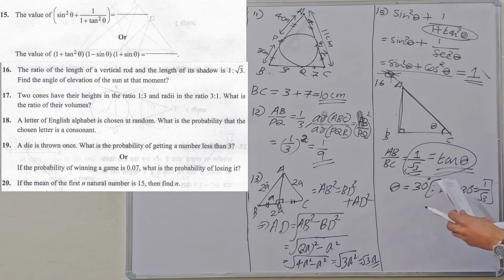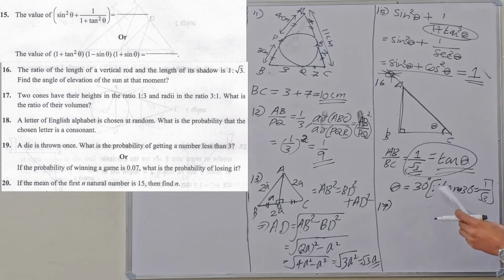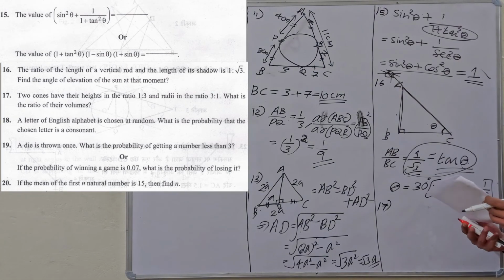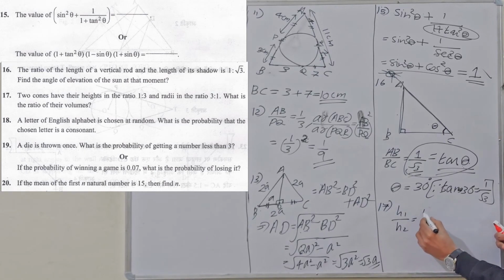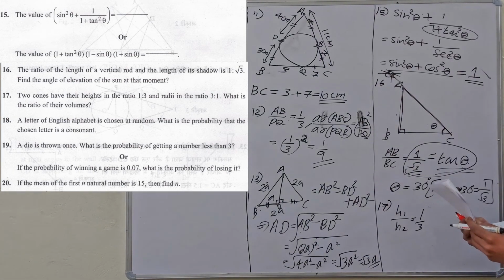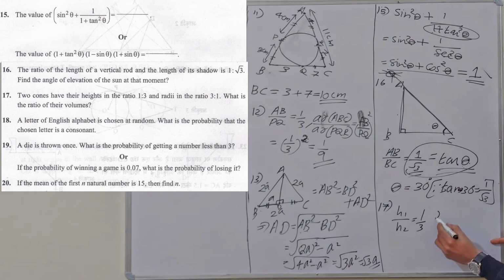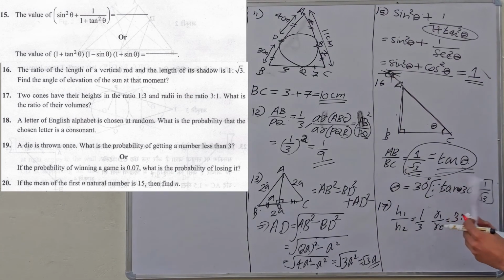Okay. Now come to the question number 17. What is question number 17? It states that two cones have their heights in the ratio 1 is to 3, that is h1 by h2 is equal to 1 by 3. Okay, keep it as it is, and their radii in the ratio, that is r1 by r2 is equal to 3 is to 1. Okay, then what is the ratio of their volumes?